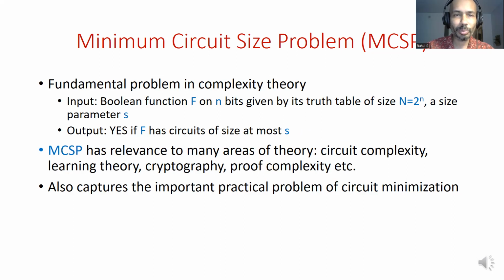This is a fundamental problem in complexity theory, on which there's been a lot of work recently. In the problem, you have as input a Boolean function f on n bits given by its truth table of size capital N, 2 to the little n, and a size parameter s. And you want to say yes if the function has circuits of size at most s.